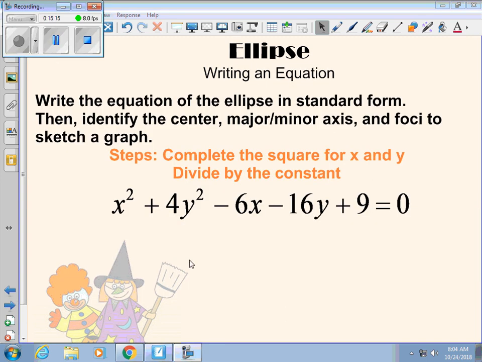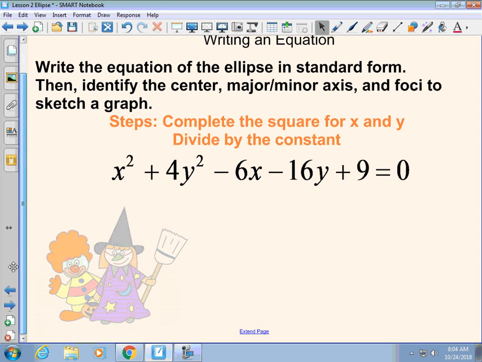Okay, so let's talk completing the square. When completing the square, we want to move the constant numbers to the right side, and we want to move all of our variables to the same side and put them in a nice order. So I see that I have an x squared.